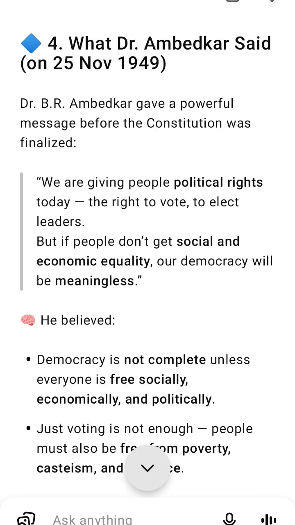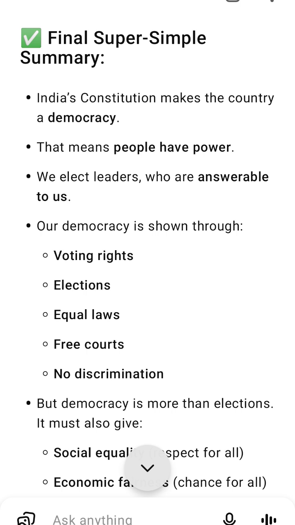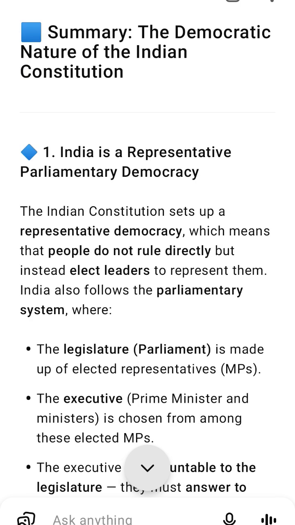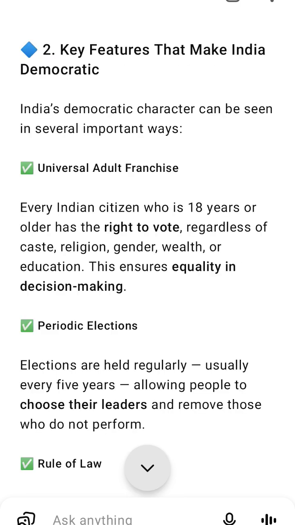Ambedkar, the chief architect of the Constitution, emphasized that giving people the right to vote, political democracy, is not enough. If people continue to suffer from social inequality and economic injustice, then democracy will be incomplete. He believed that real democracy must give freedom and rights, equal treatment, economic fairness, respect in society. He wanted democracy to reach the lives of people, not just the ballot box.